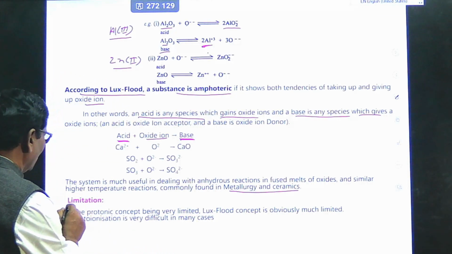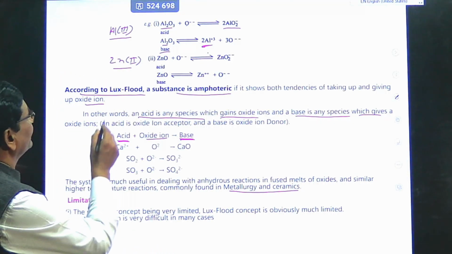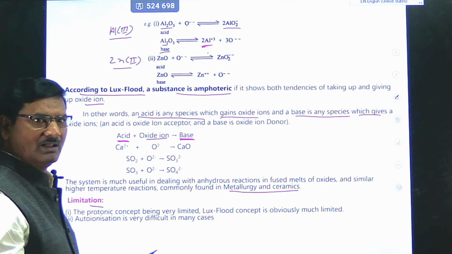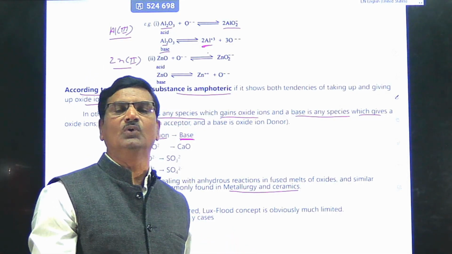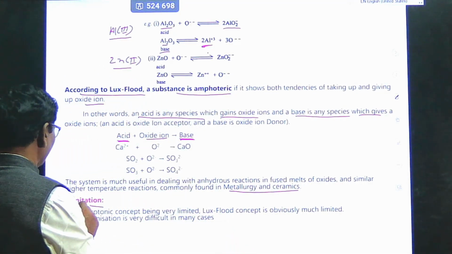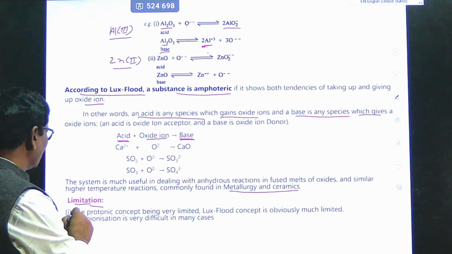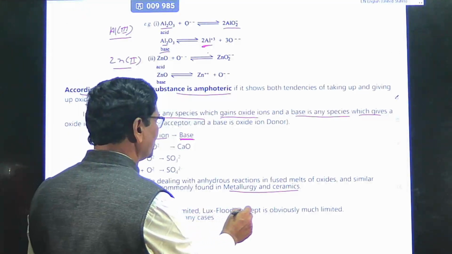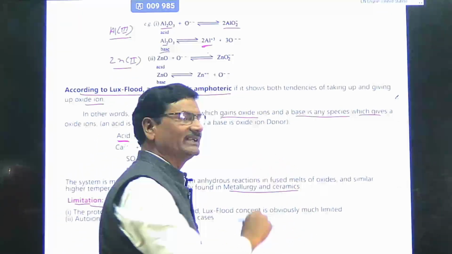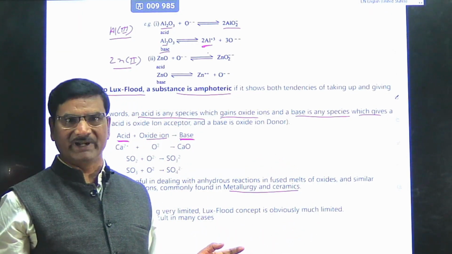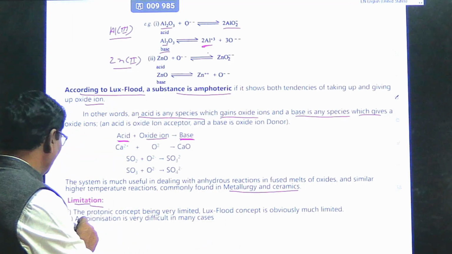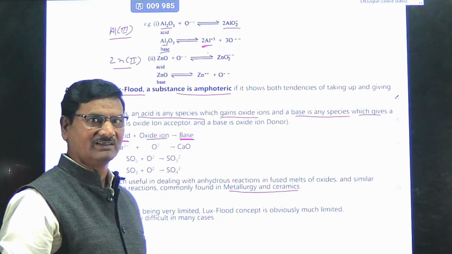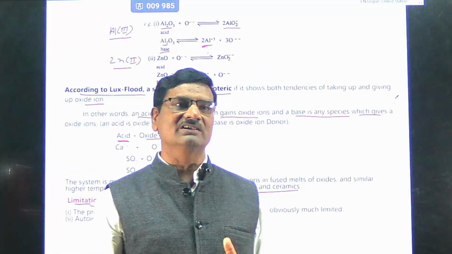Only two limitations are present in this theory. The first limitation is a drawback, but it is highly impossible to overcome. What is the first limitation? The protonic concept is very limited, so the Lux-Flood concept is obviously much more limited. It is not universally accepted. The last limitation is that autoionization is very difficult in many cases. This is the Lux-Flood concept. Thank you.